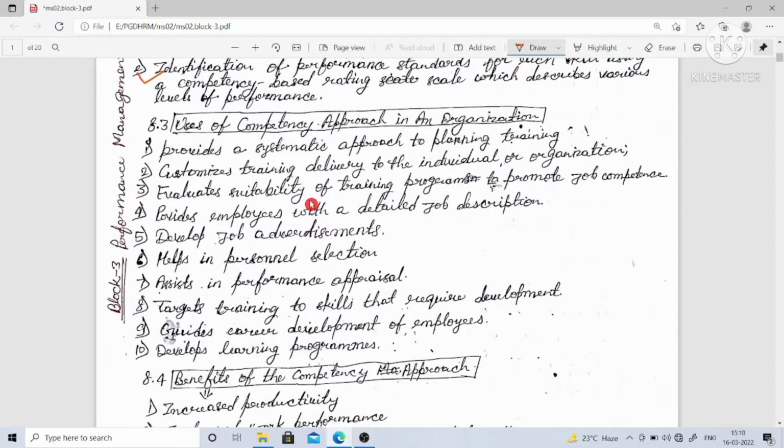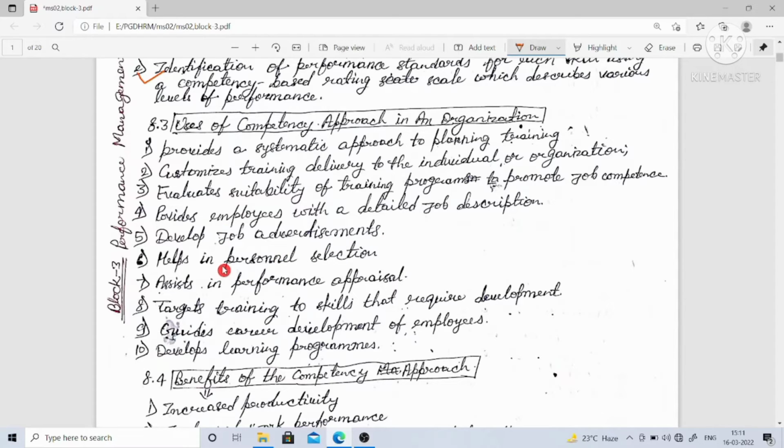So whether the training program is suitable or not for the job competence can also be established or understood by this competency approach. Then it provides employees with a detailed job description. So the competency approach provides employees with a detailed job description. It also develops job advertisements.